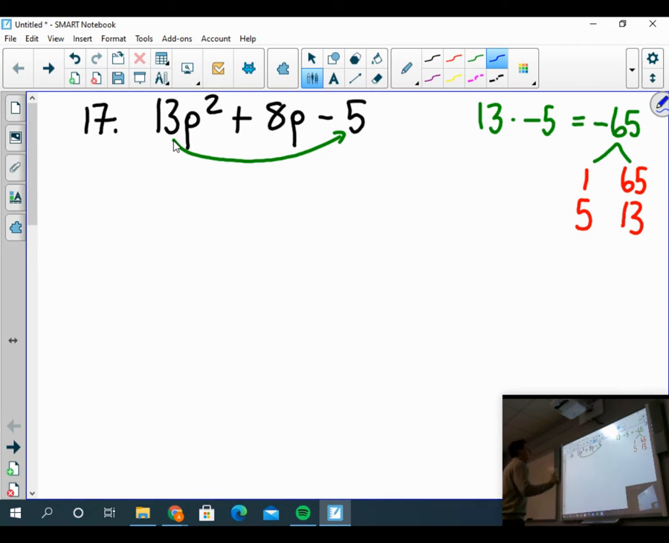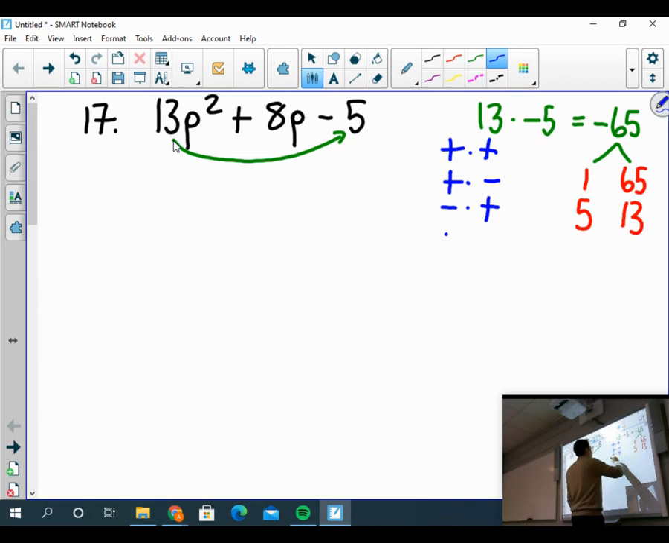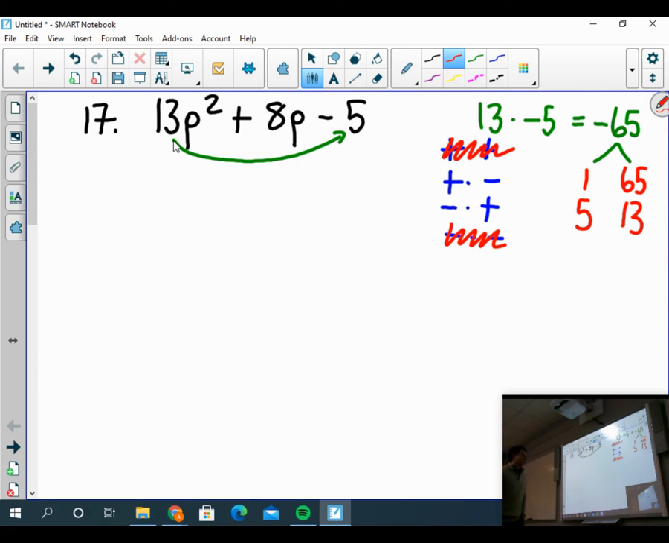And now I have to determine which factor pair and what signs to use. So at this point, let's focus on the signs. We always have 4 different options for signs: positive, positive; positive, negative; negative, positive; or negative, negative. You can see I'm drawing multiplication signs between them because the first thing I want to look at is what I need to multiply together sign-wise to get negative 65. Well, I have to multiply to get a negative. A negative times a negative will give me a positive, and a positive times a positive will give me a positive. So we can rule those signs out.